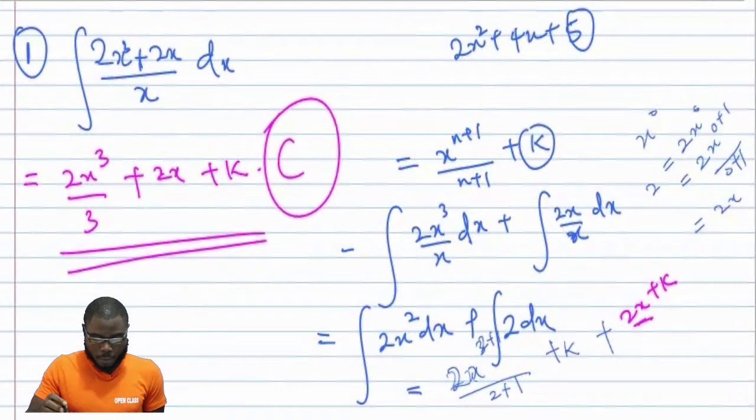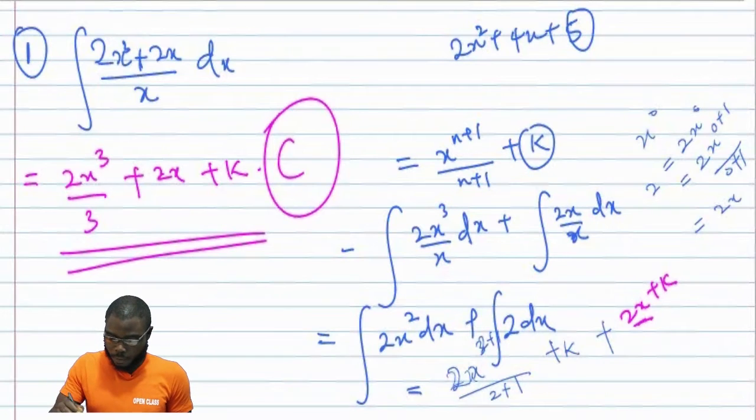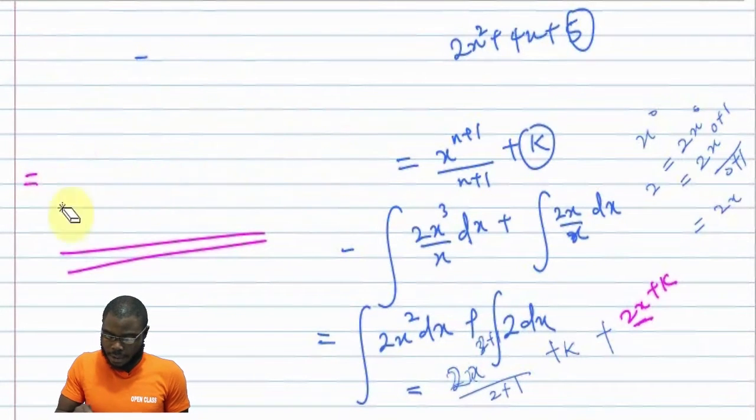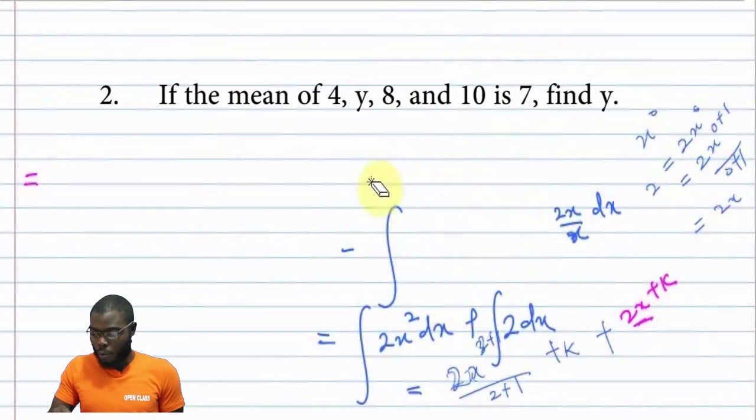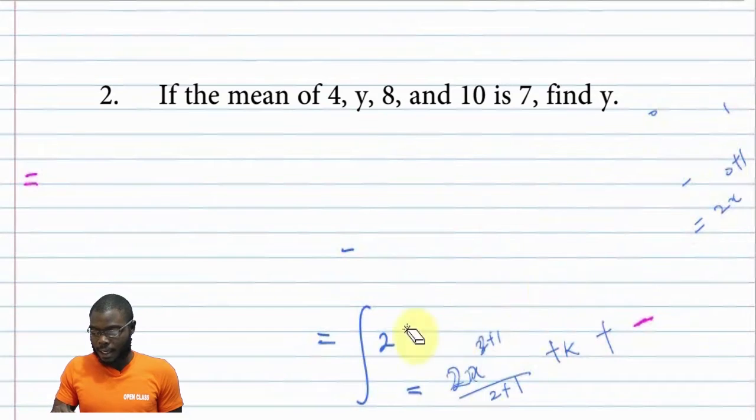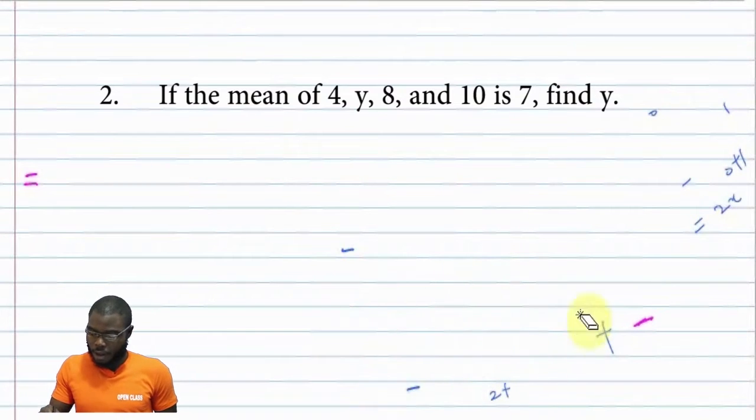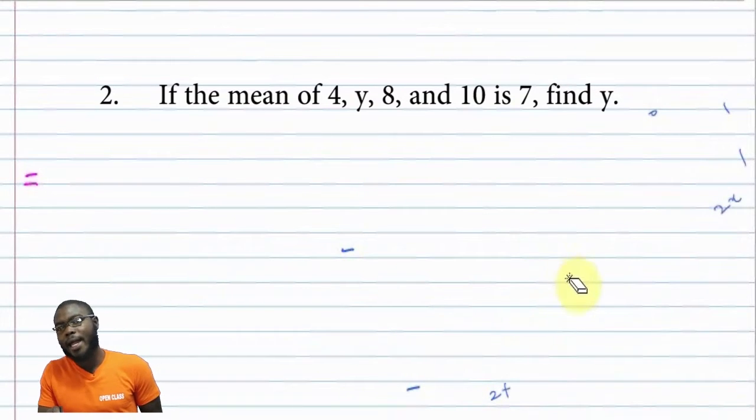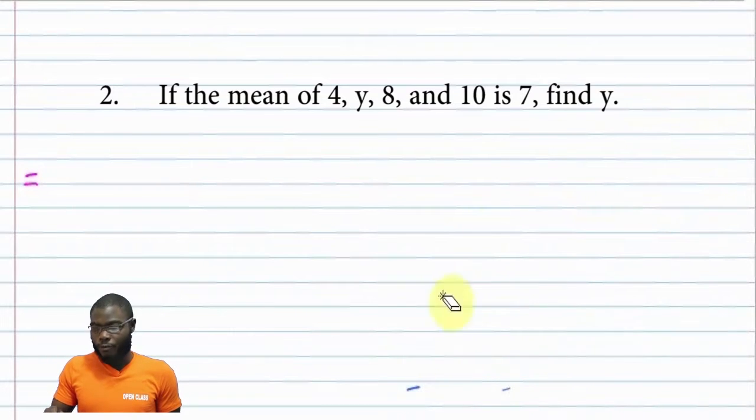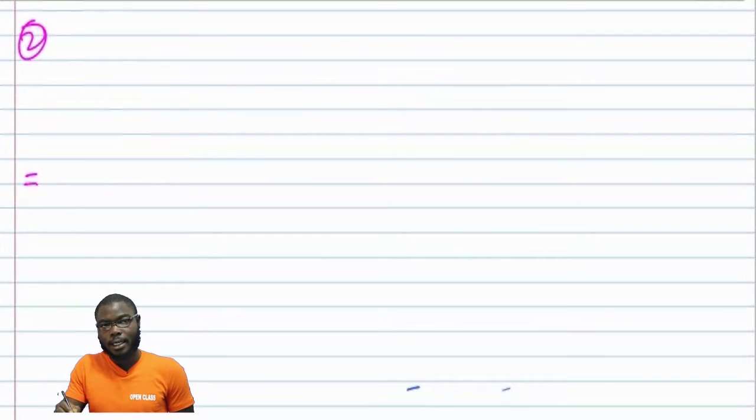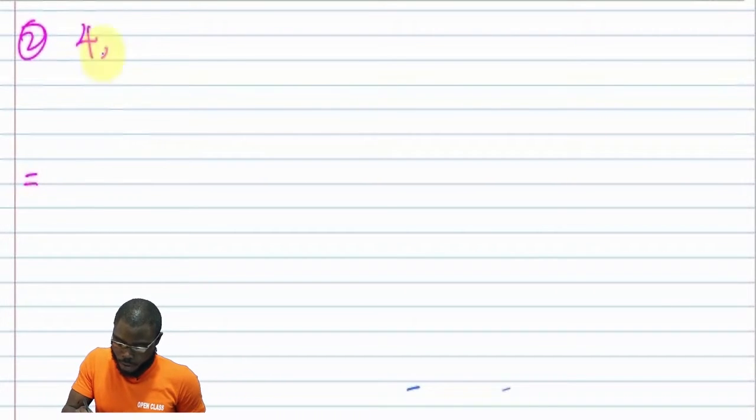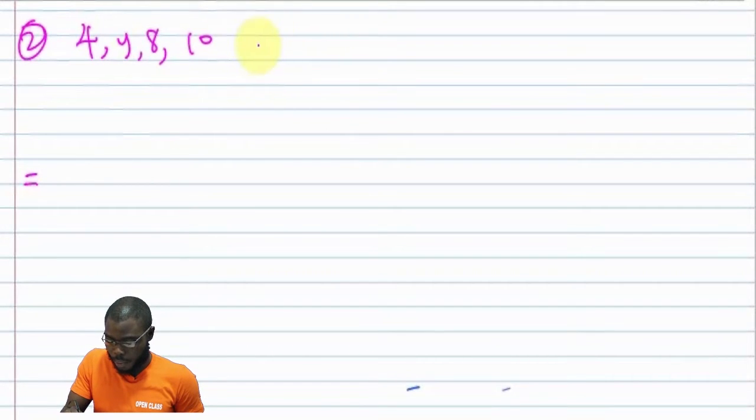All right. Now, question number 2. Question number 2 says, if the mean of 4, y, 8, and 10 is 7, find y. So we have 4, y, 8, and 10. Their mean is what? The mean is 7. So we have to find y.